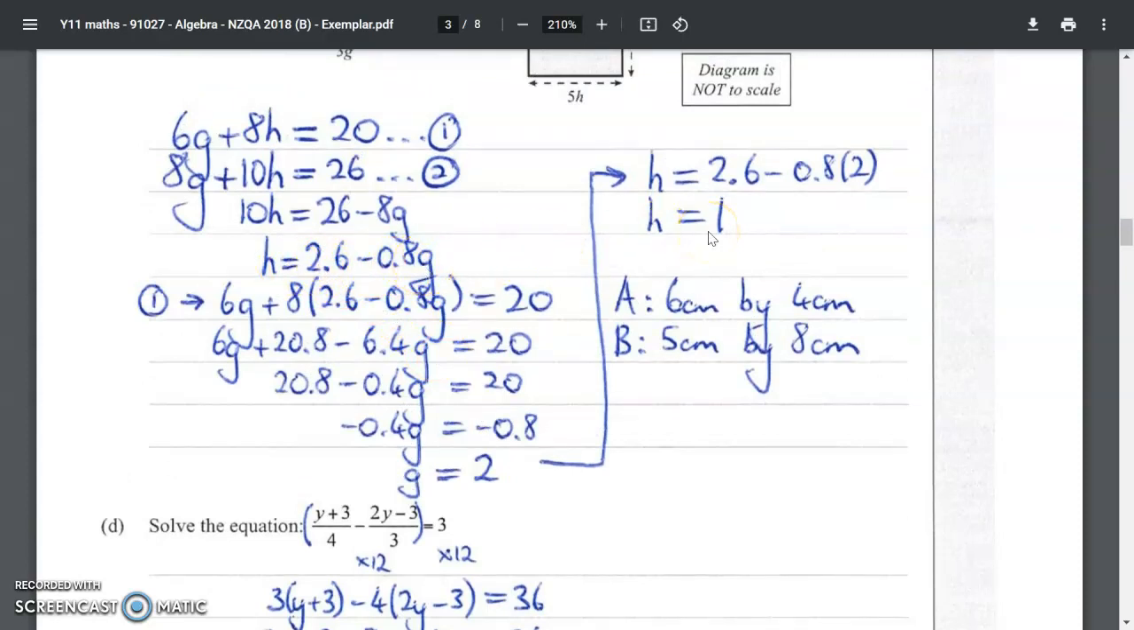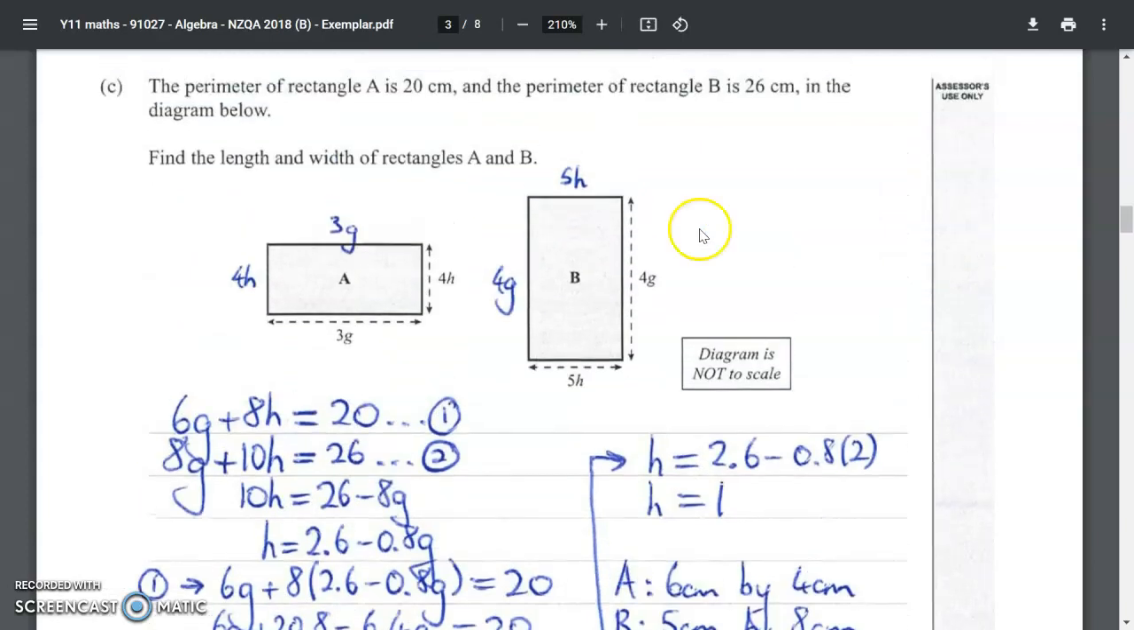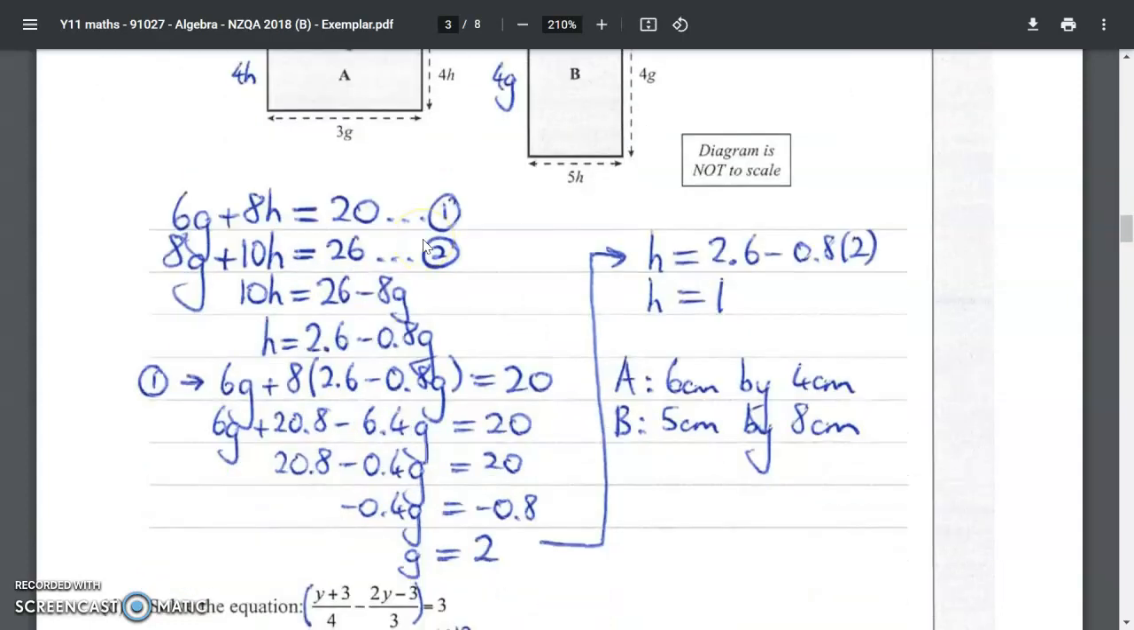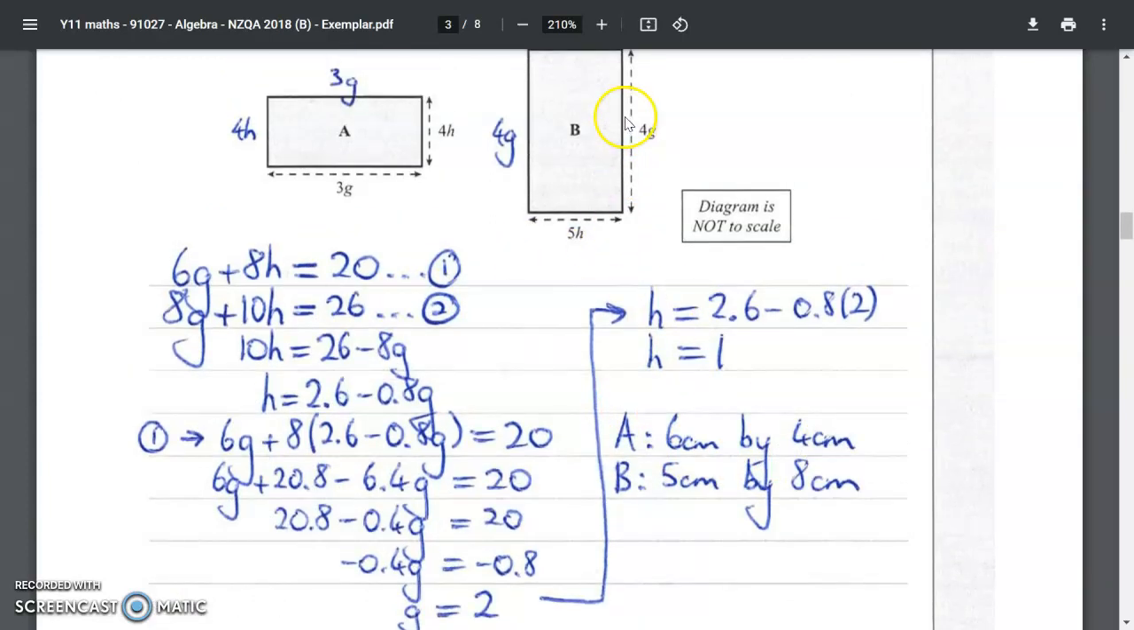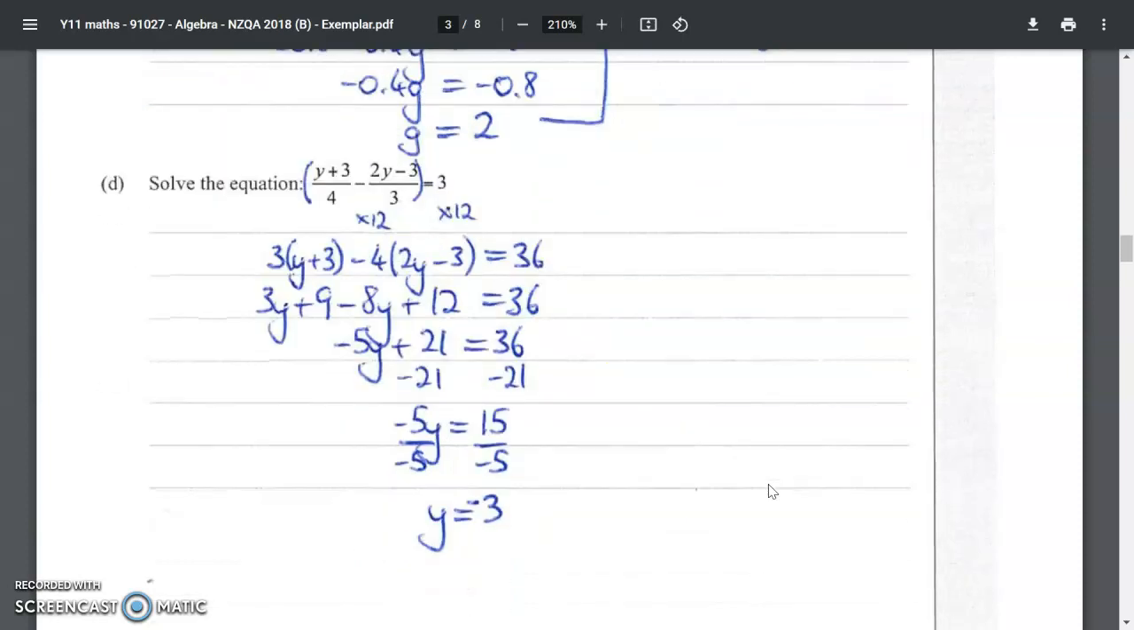And then we use g and h to work out the dimensions of the rectangles, because the question asks us for the length of both the rectangles. So a is 3g by 4h, which is 6 centimeters by 4 centimeters. B is 5h by 4g, which is 5 centimeters by 8 centimeters.